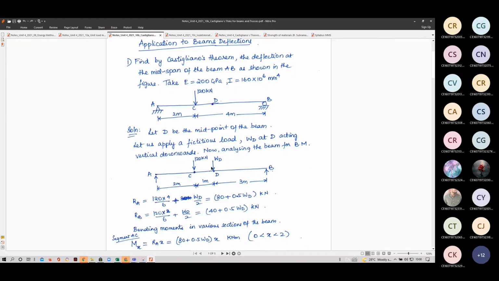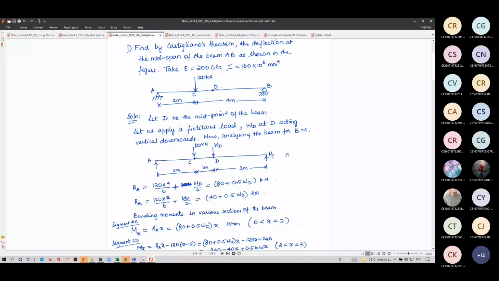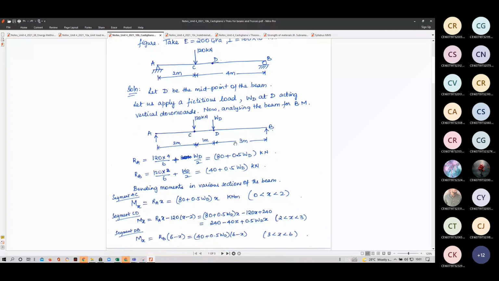Okay, I'm giving different notations. You can write P here, doesn't matter, or WD, load at D. This is a. Let us apply the fictitious load WD at D acting vertically downwards. Now analyzing the beam, we find the support reactions.